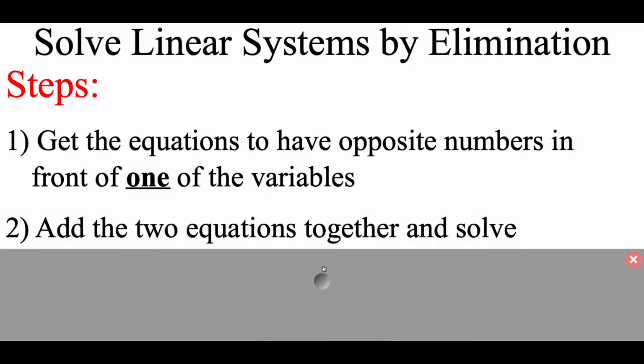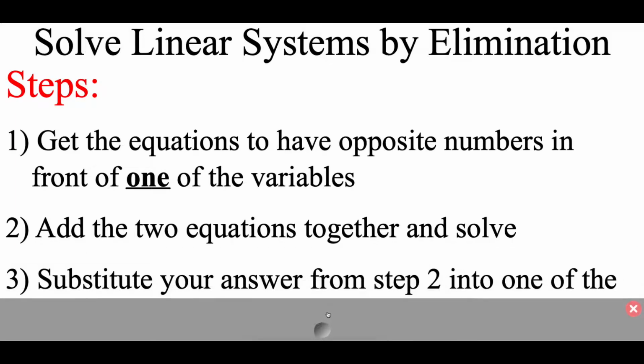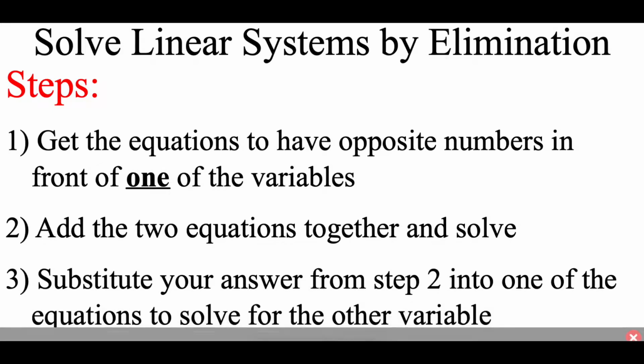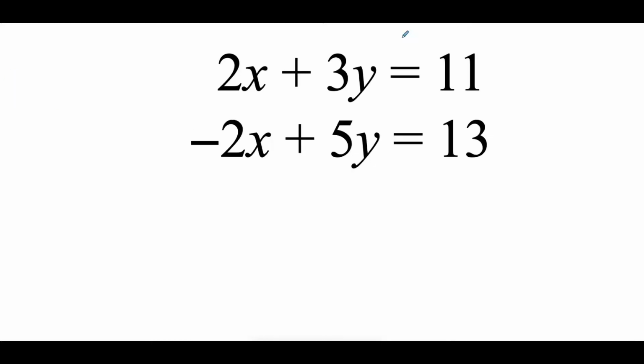Then what we're going to do is take those two equations and add them together. And then once we add them together, we're going to go through and solve. And that's going to give us the answer for one of our variables. But then what we need to do is take that answer from step number 2 and substitute that back into one of our equations so that we can go through and solve to figure out what our other variable answer is. So we're going to take a look at this example here.